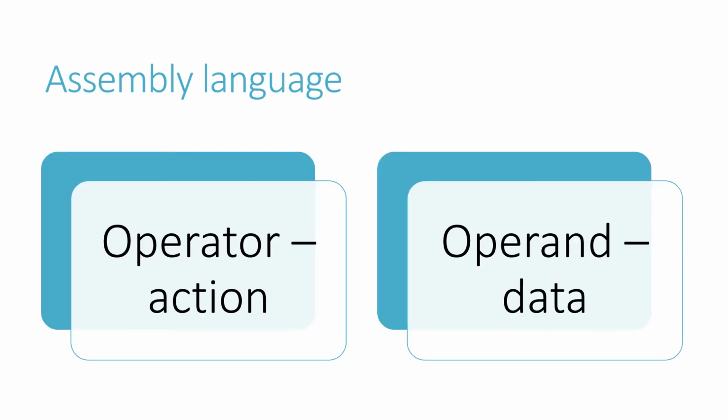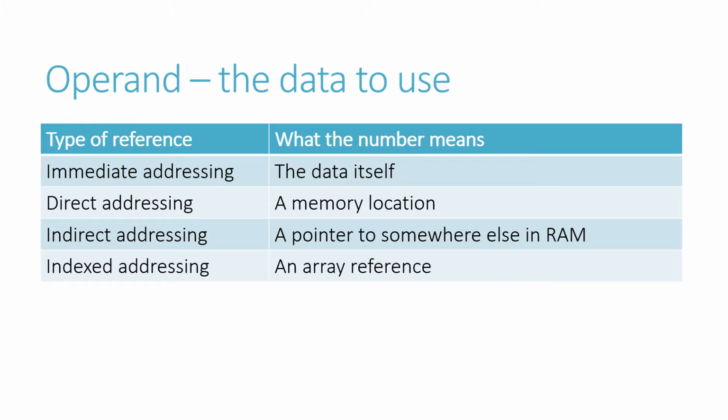Remember that in assembly language, each command typically consists of an operator and an operand. The operator is the action and the operand is the data. Of course, there are some commands like halt that don't need operands, but the general principle applies. So the operand means the data that is used in the command. There are four different ways of putting data into a command in assembly language.